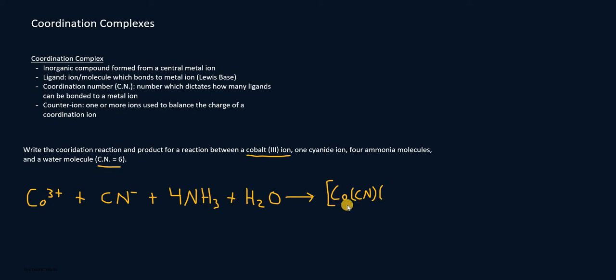Then second parentheses, I'll put the ammonia. So we have NH3, and then after you close the parentheses on your ligand, if you have more than one of that particular molecule or ion, you'll want to list how many there are after you close the parentheses. We have 4 ammonia molecules, so I'll put a 4 like that. And then our last ligand would be the water. So H2O.